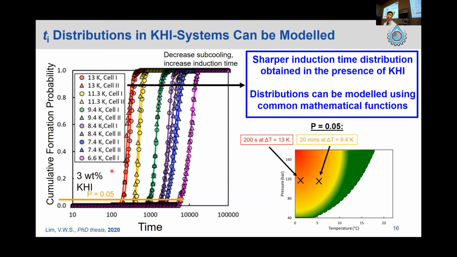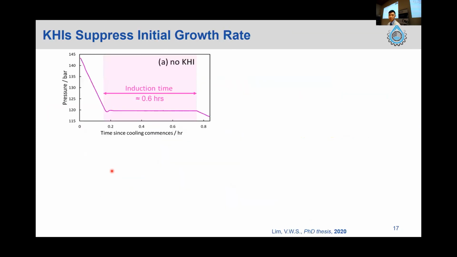If you lower down the driving force to 9.4 Kelvin, it is about 20 minutes, so you can see from seconds to minutes. And then if you lower it down even more, 6.6 Kelvin, you get about 2 hours. So the formation probability contour really changed, and is quite different for MEG and for KHI. So that was all about hydrate nucleation.